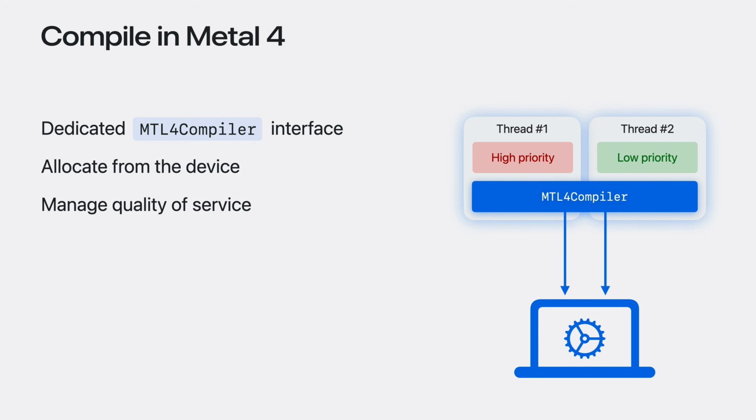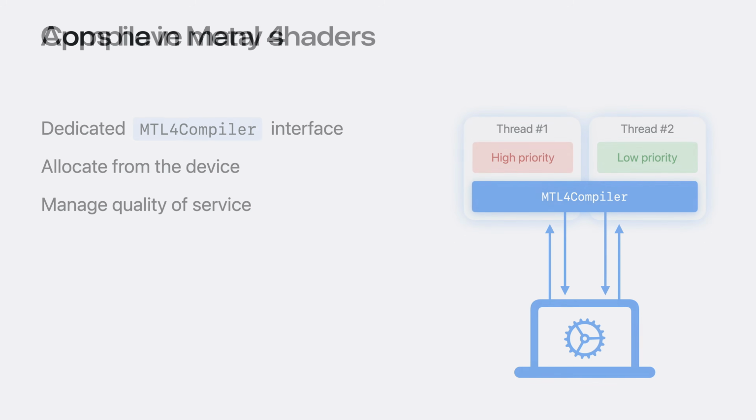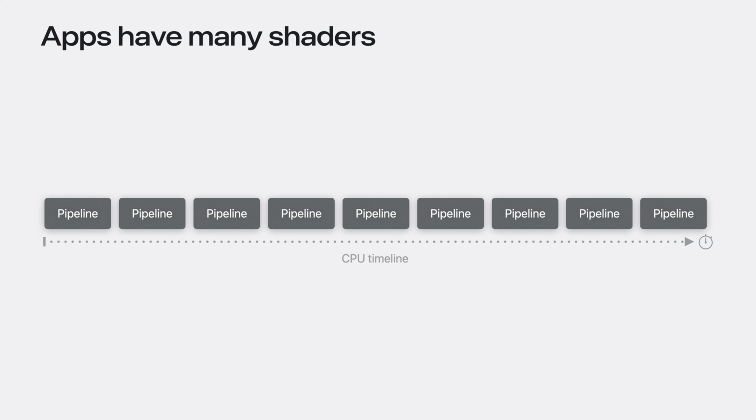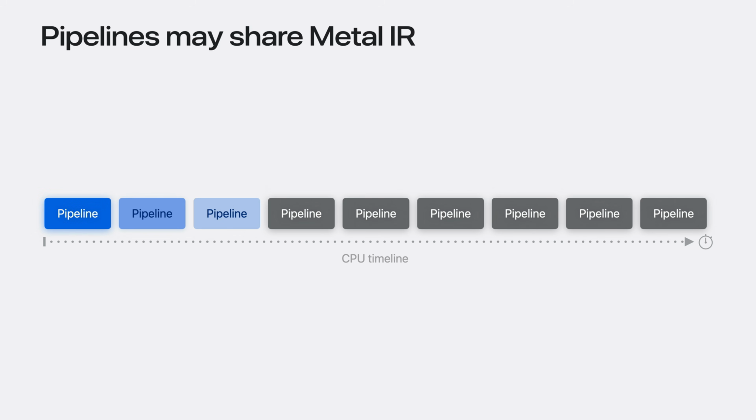When multiple threads compile at the same time, the OS will prioritize requests from higher priority threads to ensure your app's most important shaders are processed first before moving on to other compilations. Explicit control of shader compilation is important, since modern apps have more shaders than ever. During pipeline state generation, your app must compile each shader the first time before GPU work can proceed.